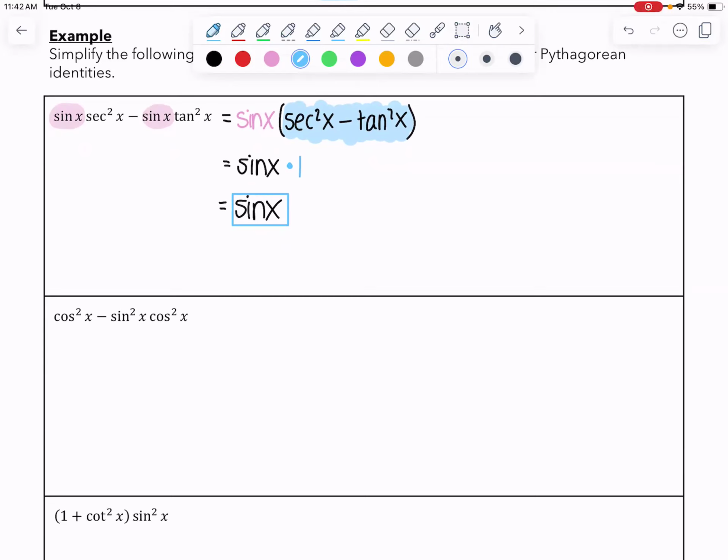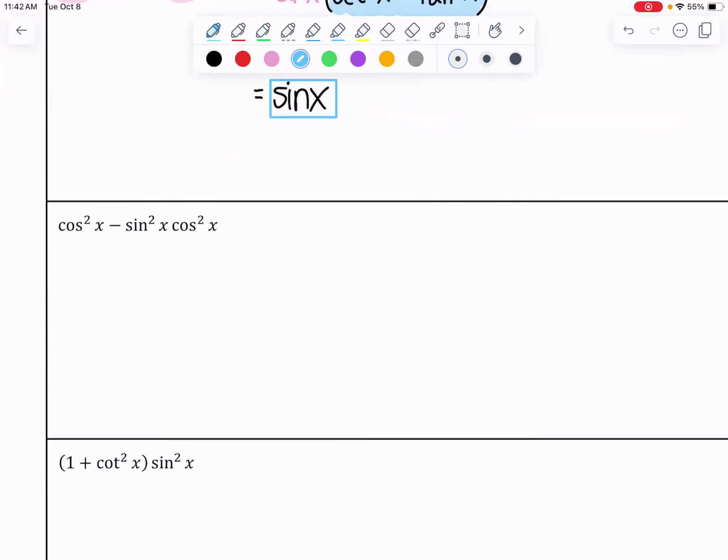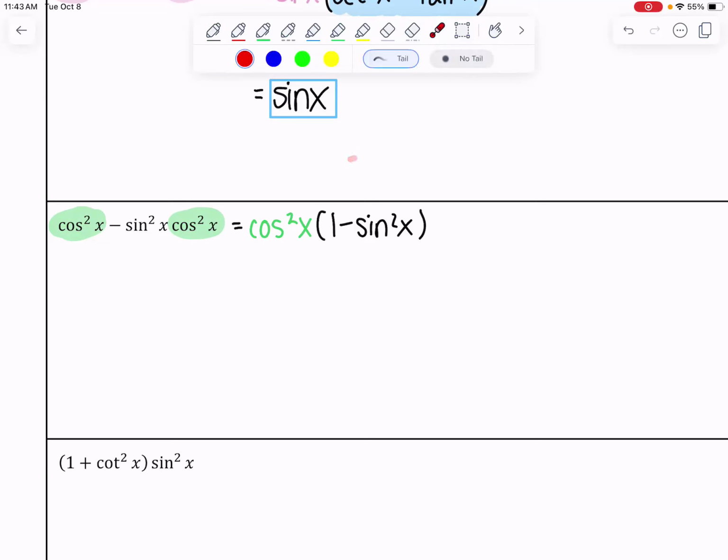All right, looking at this next one, cosine squared x minus sine squared x times cosine squared x. Again, same intuition I'm having here. I notice that there is a cosine squared x in both of these terms. I'm going to factor it out. So I have cosine squared x. When I pull it out from this first term, there's a 1 left over, and then a sine squared for the second term. Please note that what you're trying to do is maintain the trueness of the statement. So you should be able to go backwards.